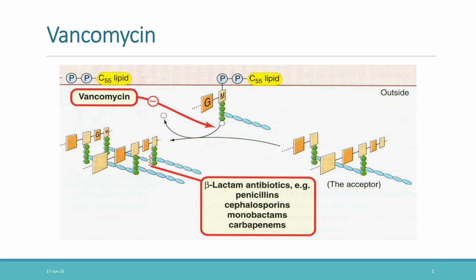Because its target differs from that of beta-lactams, vancomycin remains effective against many organisms that have developed resistance to beta-lactam antibiotics. This distinctive mechanism explains its importance in the treatment of serious gram-positive infections, particularly those caused by resistant organisms.